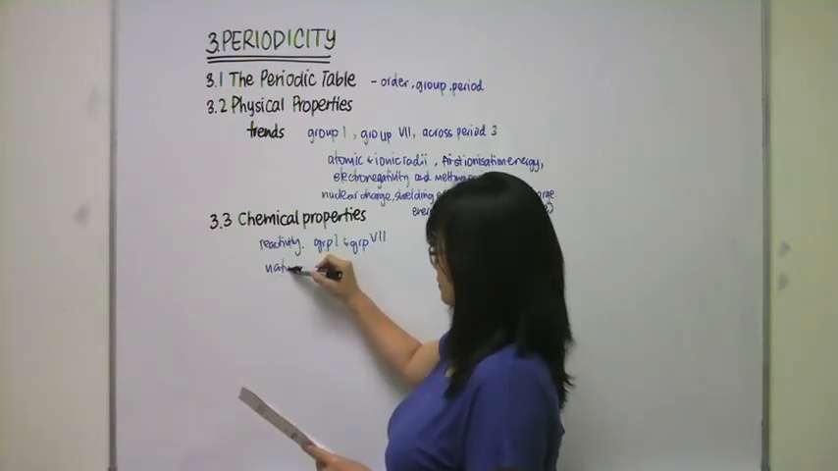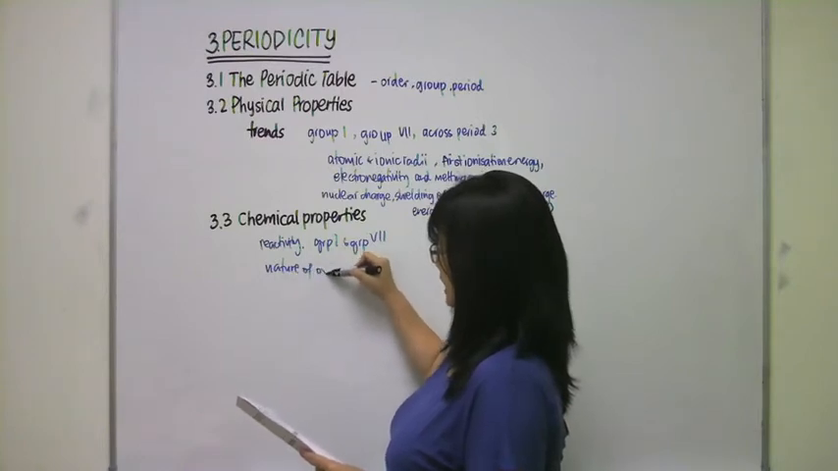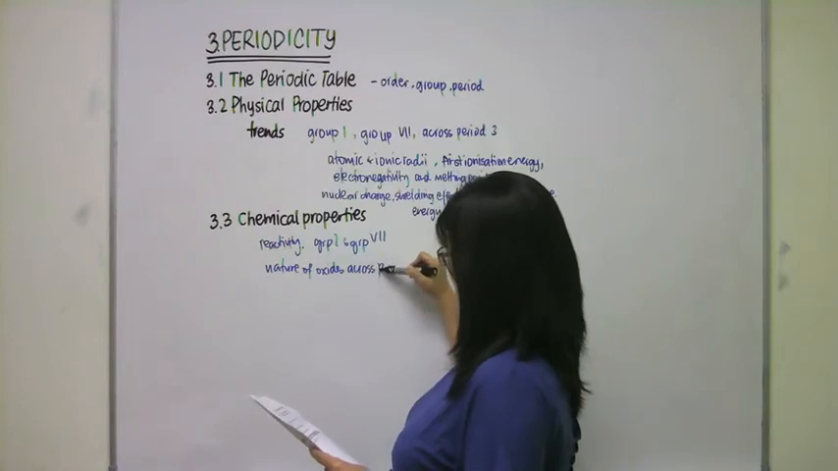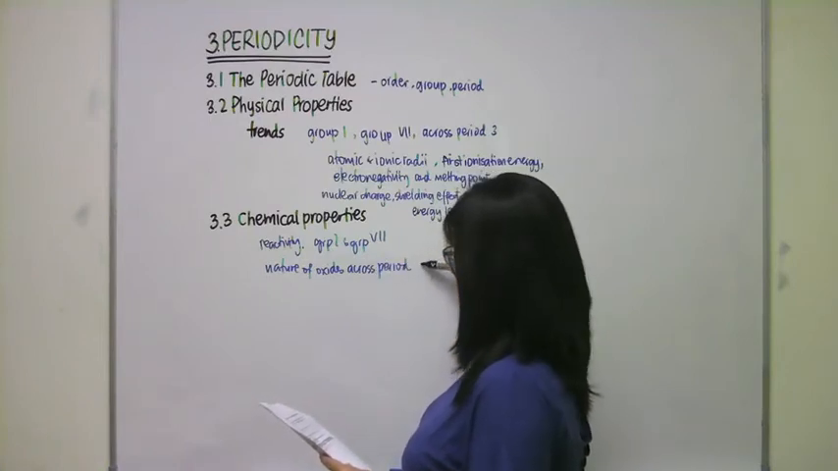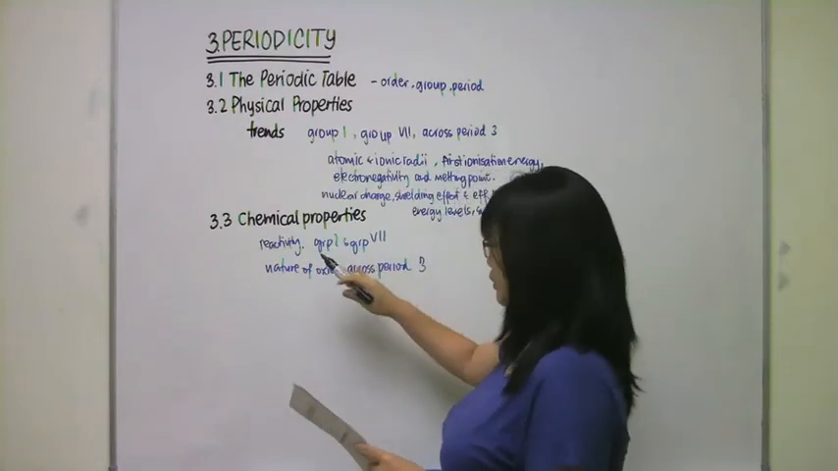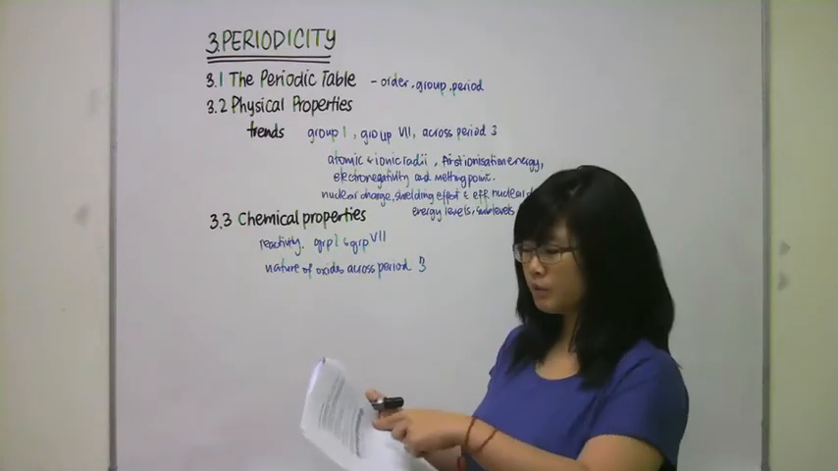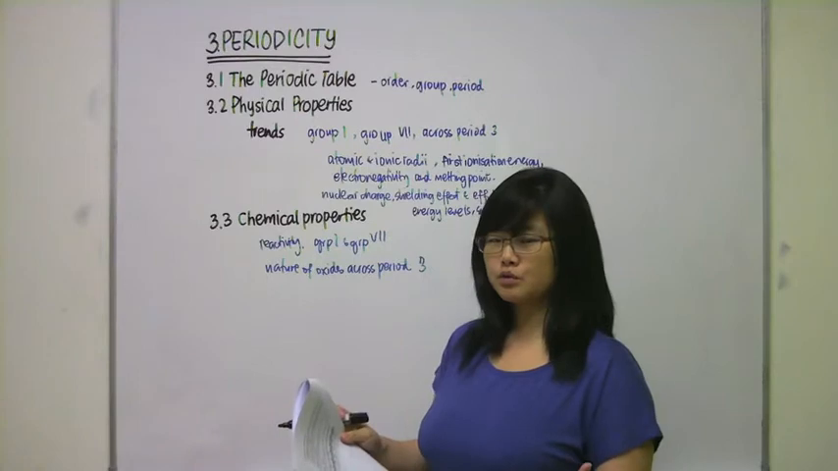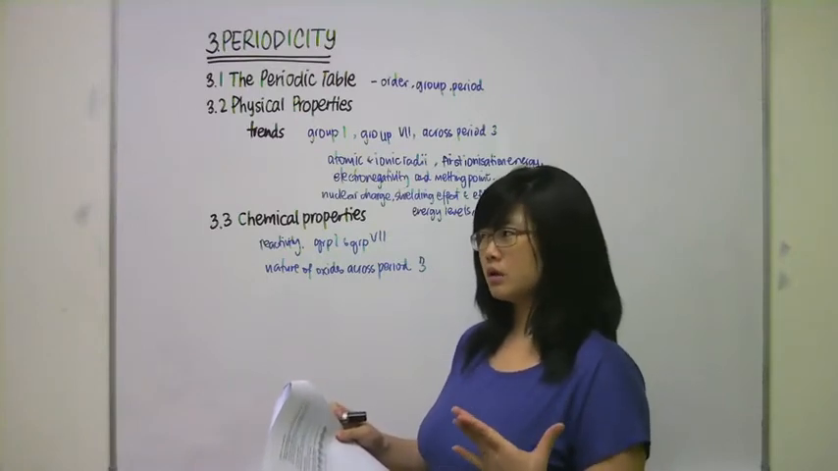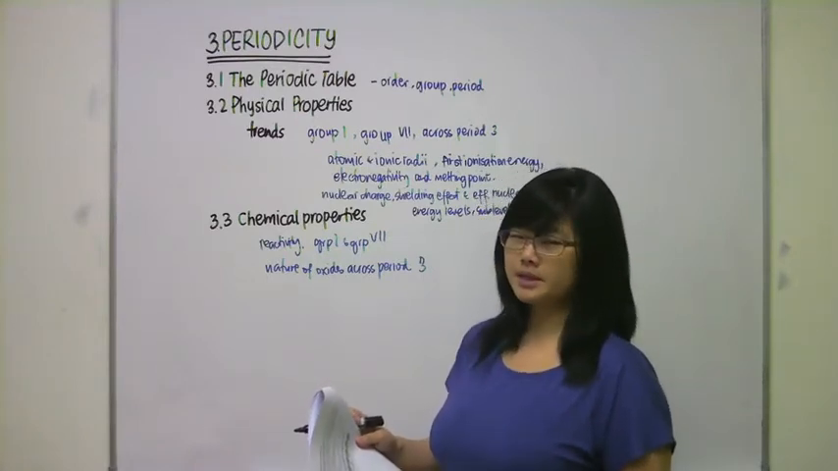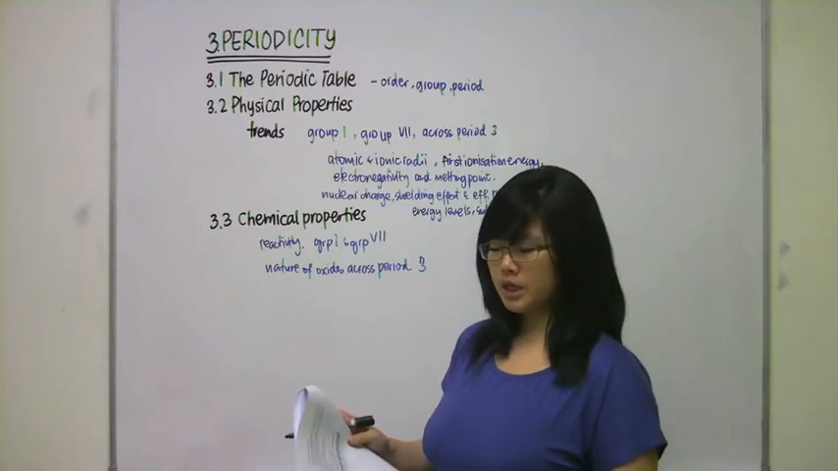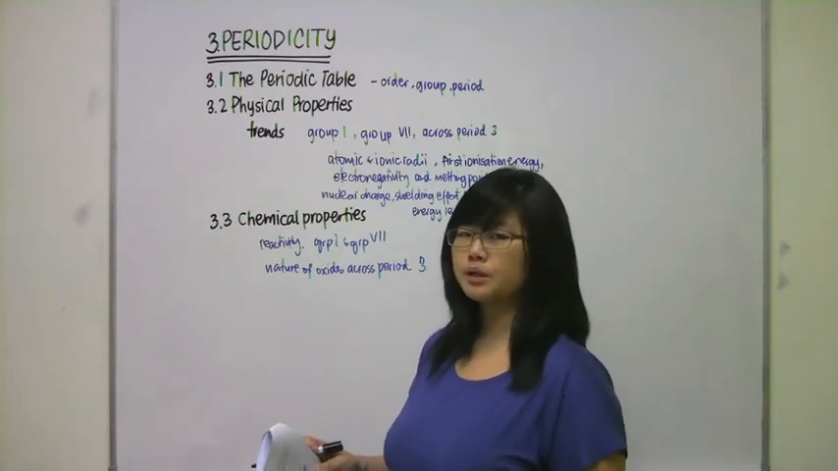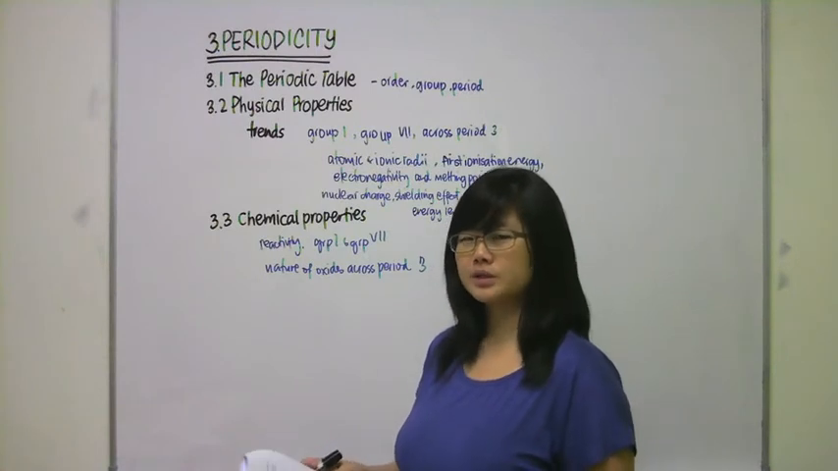And then another thing that we're going to talk about here is the nature of oxides across period 3. Okay, so for this one, we have already provided the tables in the notes. You can just briefly explain to your students, mention to them the different types of oxides, and they can just from there refer to the table in the notes and memorize them for tests or exams.